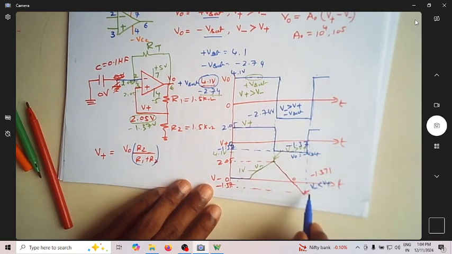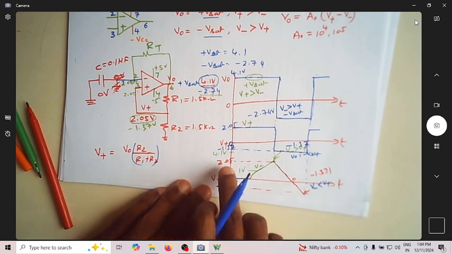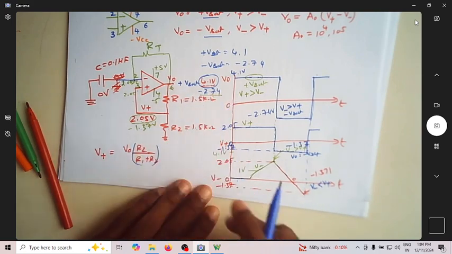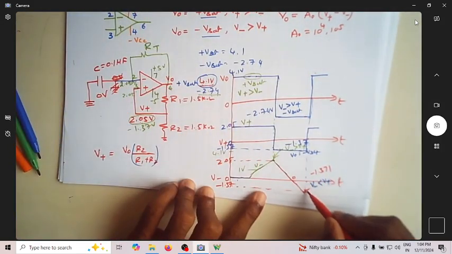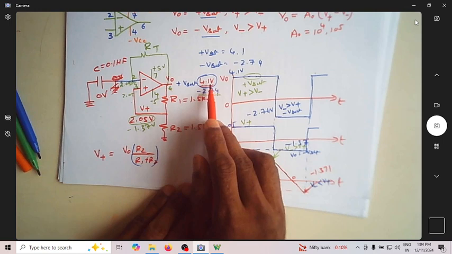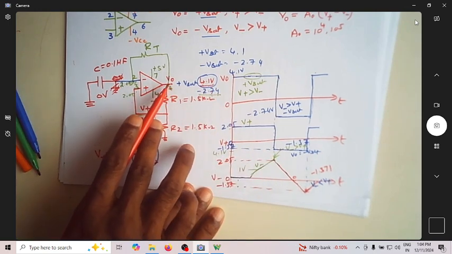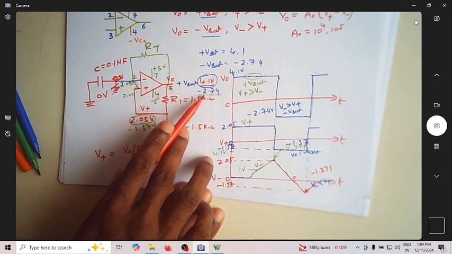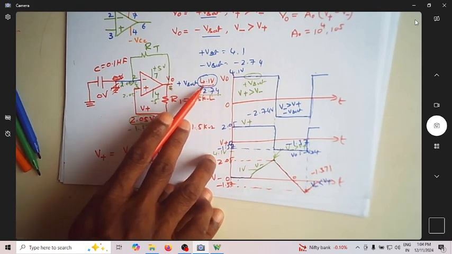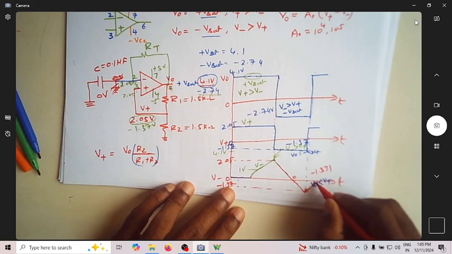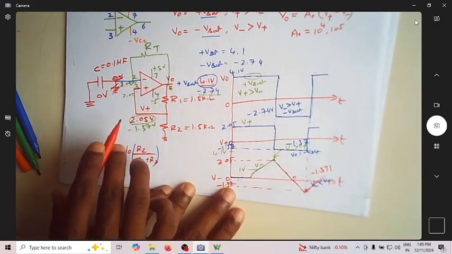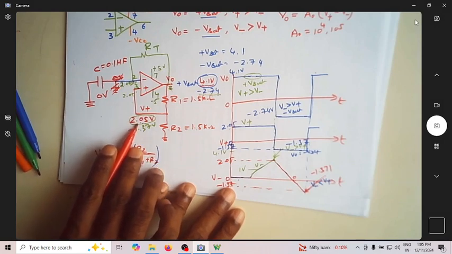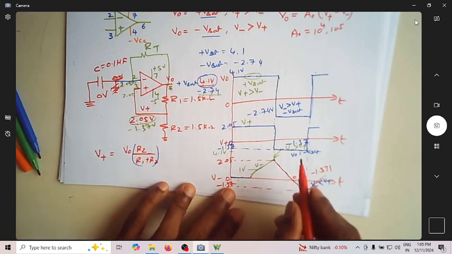So now the capacitor, which was going towards minus 2.74, changes its direction of charging. Now it again starts charging towards what? The positive voltage 4.1, because this output voltage has changed from minus 2.74 to 4.1. So now it keeps on charging towards 4.1. But now what is the voltage that it should be compared with? It should be compared with 2.05.